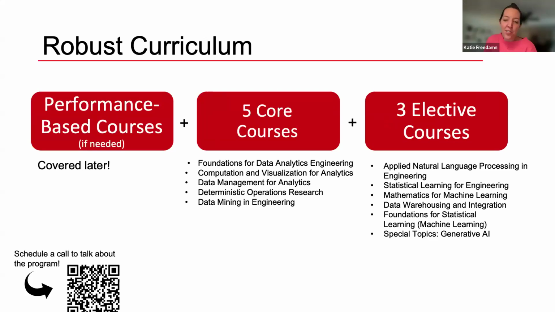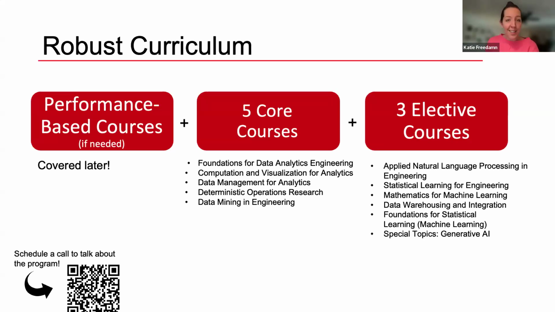Yeah, nice to meet you, everyone. We're so glad you're here joining us today. So for the DAE curriculum, there are 5 core classes and then 3 elective courses. So what that means is to earn your Master's of Science in Data Analytics Engineering, you'll take 8 courses. Each course is 4 credits, so you'll work towards 32 credits to earn your master's degree.